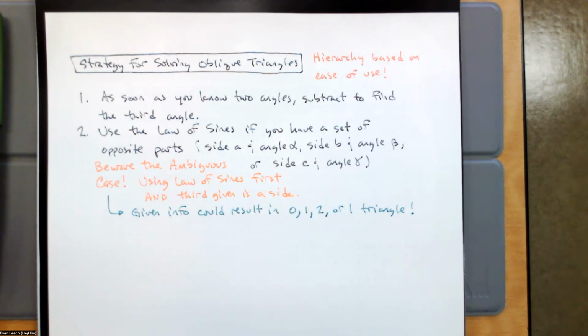The main thing that we have to remember is that this could result in 2 triangles, and we're going to have to find them both. So we just have to make sure that we take that step. And we just have to be aware that we're doing an ambiguous case sine, if we're using the law of sines first and the third given is a side, not an angle.